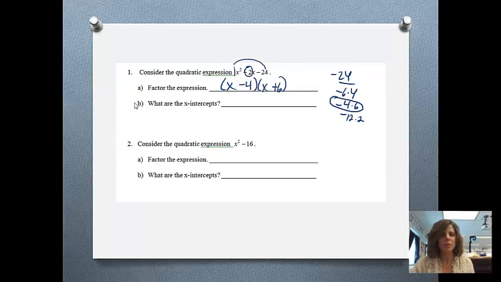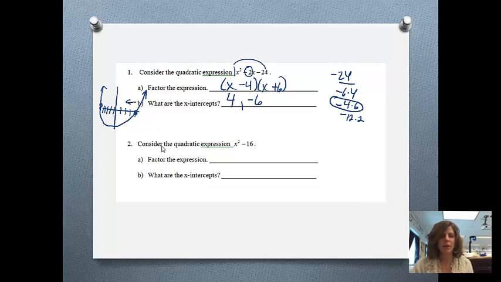If you were to graph this now, and we want to know the x-intercepts, this is what it would look like graphed. What are the x-intercepts? The x-intercepts are 4 and negative 6. Hopefully you remember the connection that we have been making: if I had x minus 4, we had an x-intercept of 4, and when we had x plus 6, we had an x-intercept of negative 6.